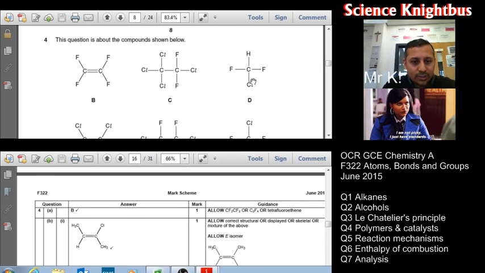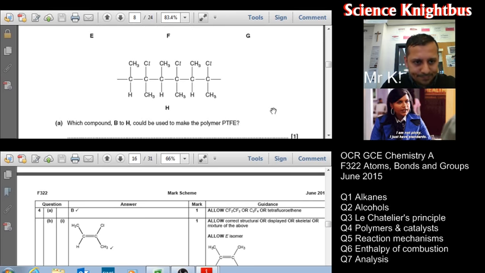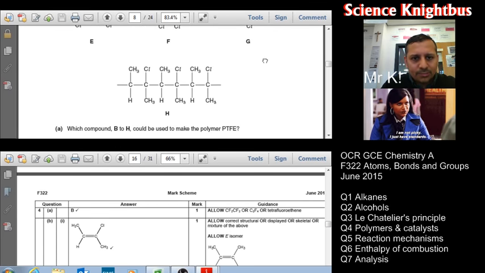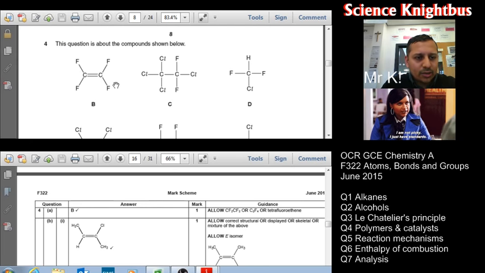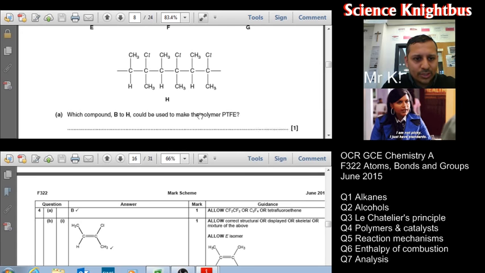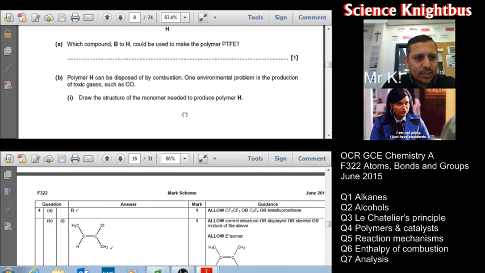Talk to your teachers, try and get some good practice from the textbooks, but they are straightforward as well. Make sure you revise those points as well. But anyway, polymer PTFE, polytetrafluoroethene. Obviously it is B, break that, join it up. So this is all about polymerization. Nice simple one marker there.